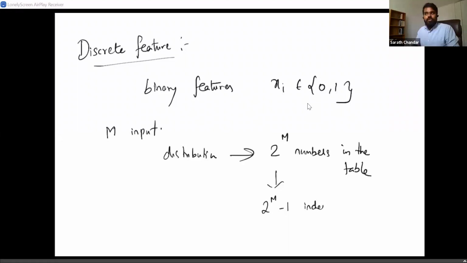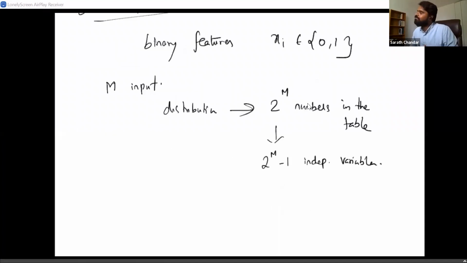Okay, so I think that is also the mistake in the notes. Let me check: is it 2 power m minus 1 or 2 power m minus 1? So you would have, yeah, 2 power m minus 1, this is right.